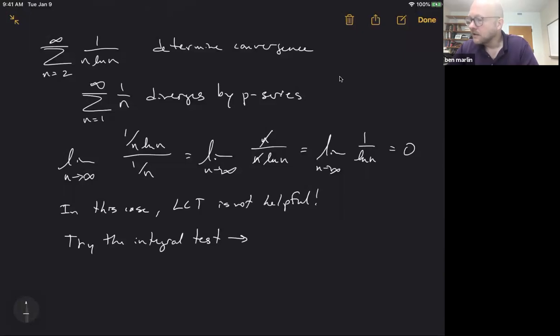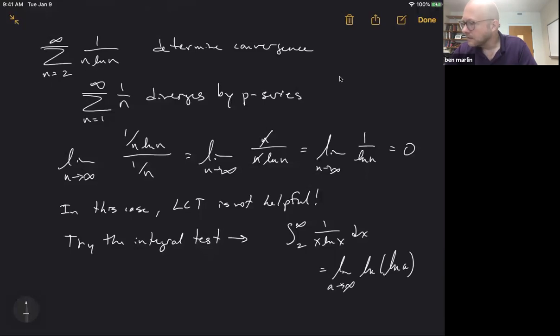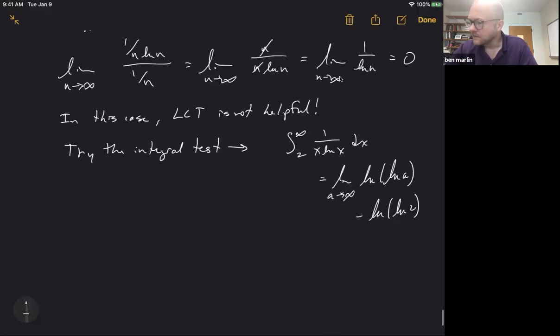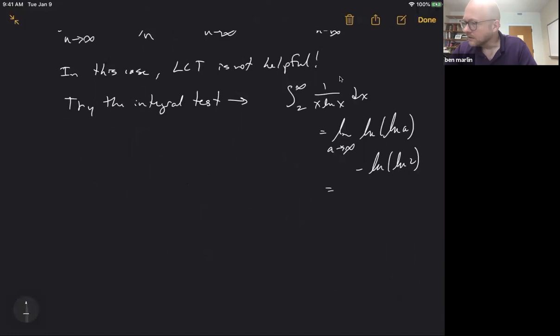And in particular, you'll have to think about the integral from 2 to infinity of 1 over x log x dx, which you can do a u substitution on that, and what you'll get is the limit as, let's say a goes to infinity of the log of a minus the log of 2, okay? And that's going to turn out to be infinity.